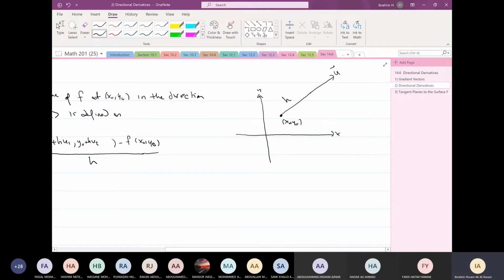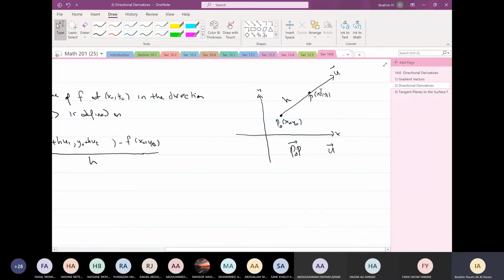When I move a distance of h, I reach a point x1, y1. So the limit of final minus initial over h. Now, what is the relation between x0, y0, x1, y1, and the vector u? Let me call the first point b0 and this one b. What is the relation between the vector b0b and the vector u?